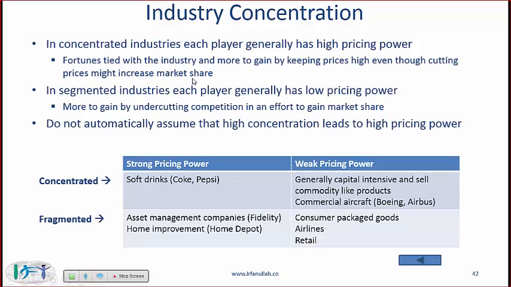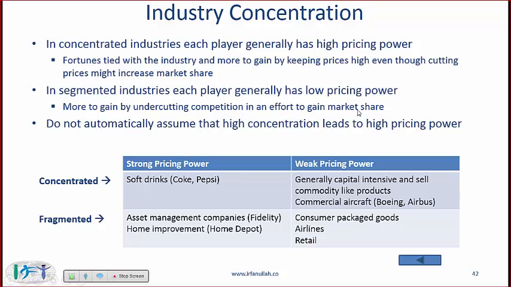So this is an important point. If there are just 3 players in an industry, they have a long-term stake in that industry, and they would not want to spoil each other's pricing power. So chances are that they will tend to keep high prices. In segmented industries, segmented is the opposite of concentrated. So lots of small players. Here each player has low pricing power. There is more to gain by undercutting competition in an effort to gain market share.